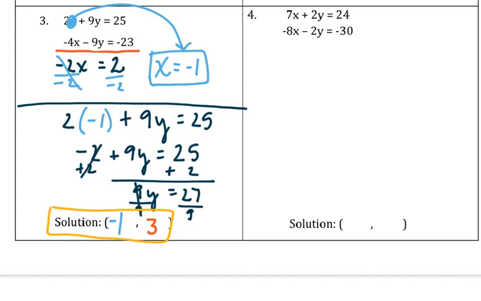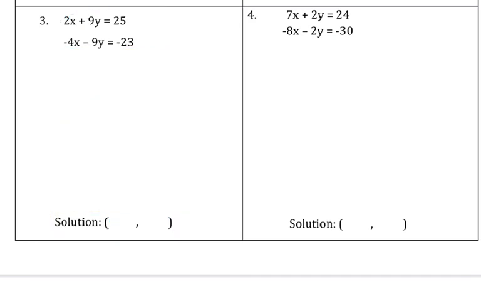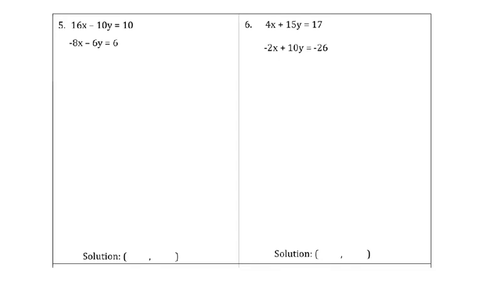So try the same thing with number 4. Look at number 3 to help you. Step 1, is there a letter that is ready to cancel? If there is a letter that's ready to cancel, you can cancel it and just combine your other terms. Number 4 is very similar to number 3. So go ahead and try those steps and see if you can get number 4. All right, when you're ready, let's take a look at number 5.